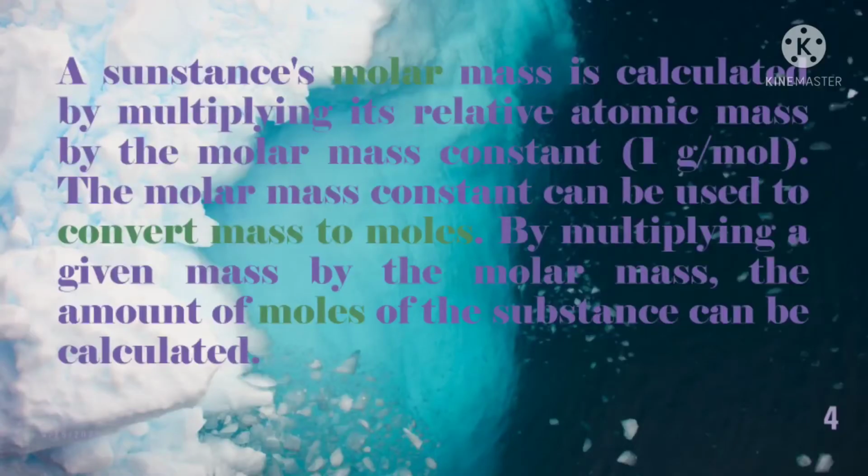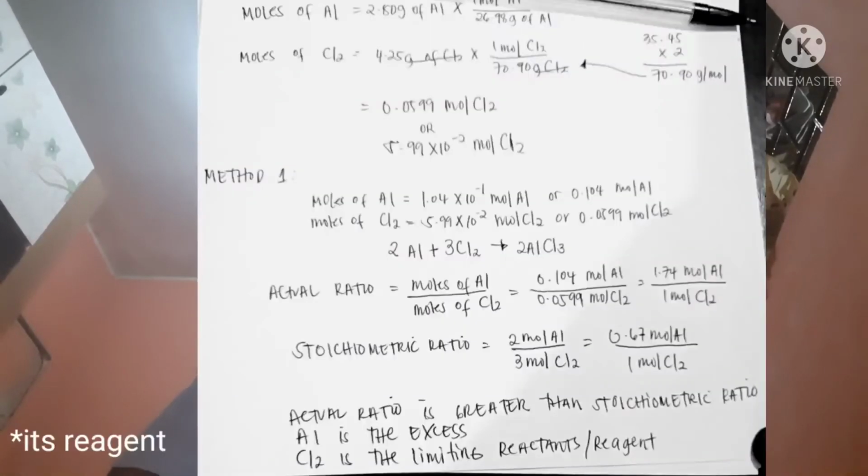And let's get back to our previous discussion where we were able to get the molar mass, calculated by multiplying its relative atomic mass by the molar mass constant equal to 1 gram per mole. The molar mass constant can be used to convert mass to moles. By multiplying a given mass by the molar mass, the amount of moles of the substance can be calculated. After natin ma-convert ang mga given mass to moles, pwede na tayong magsimula na mag-compute.